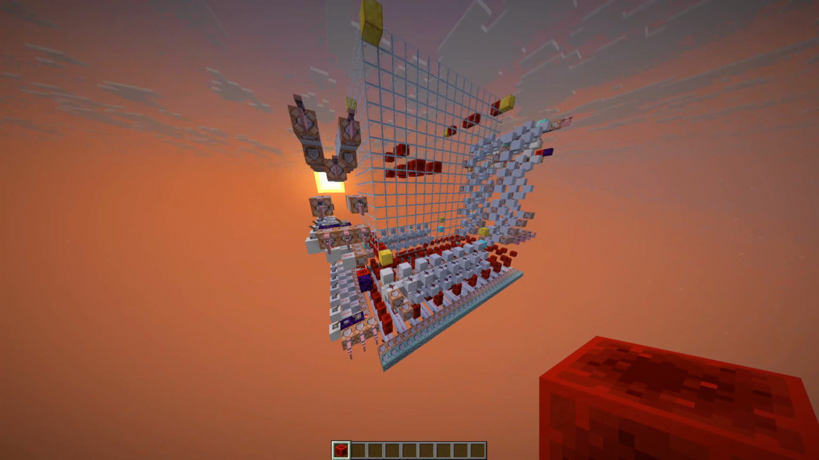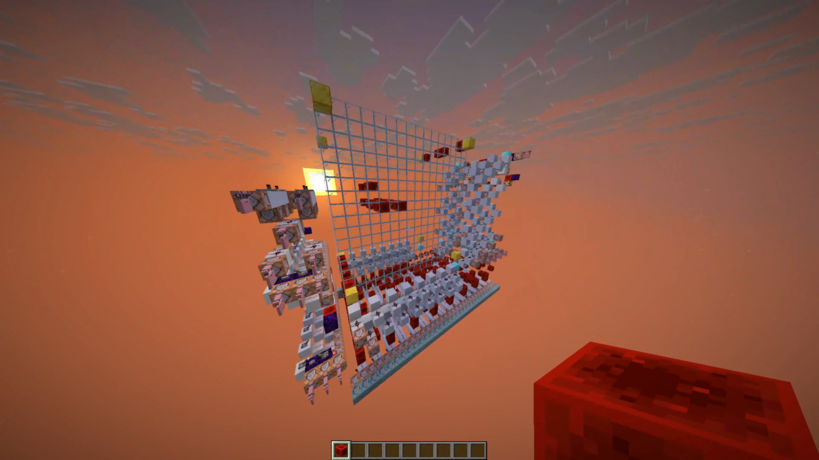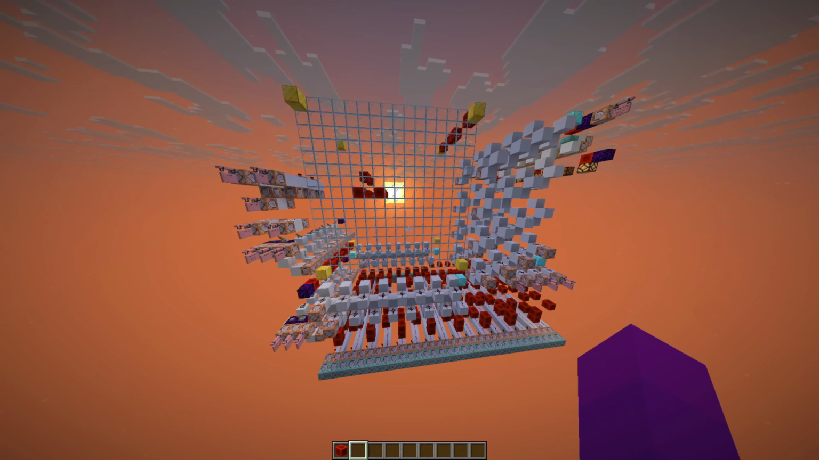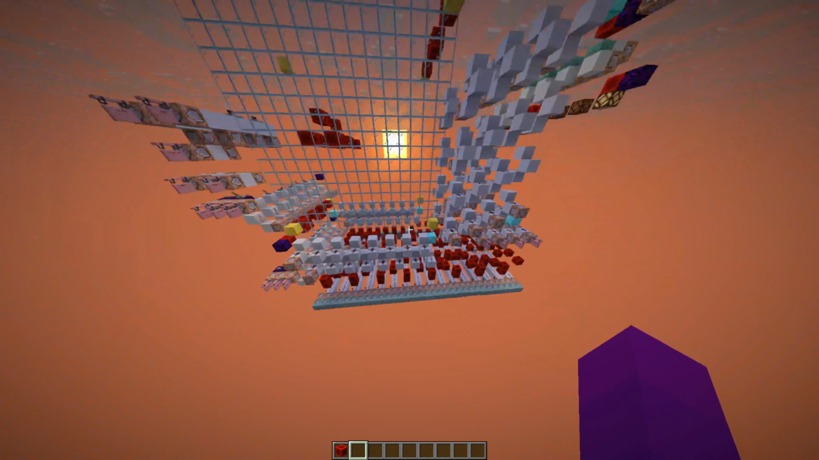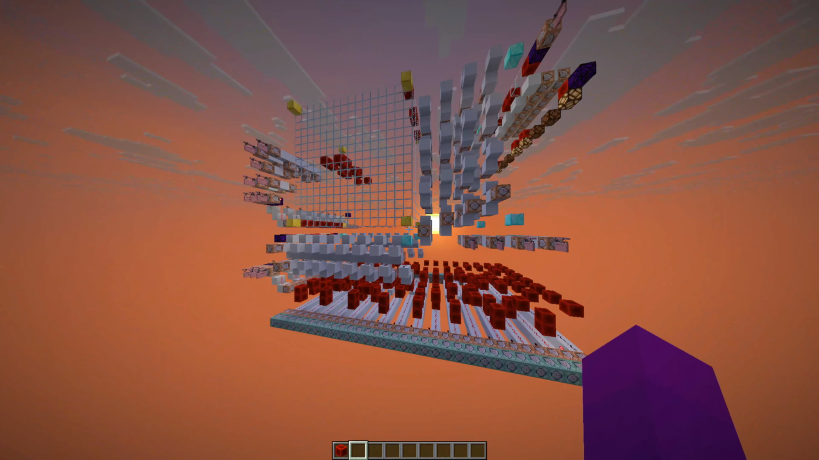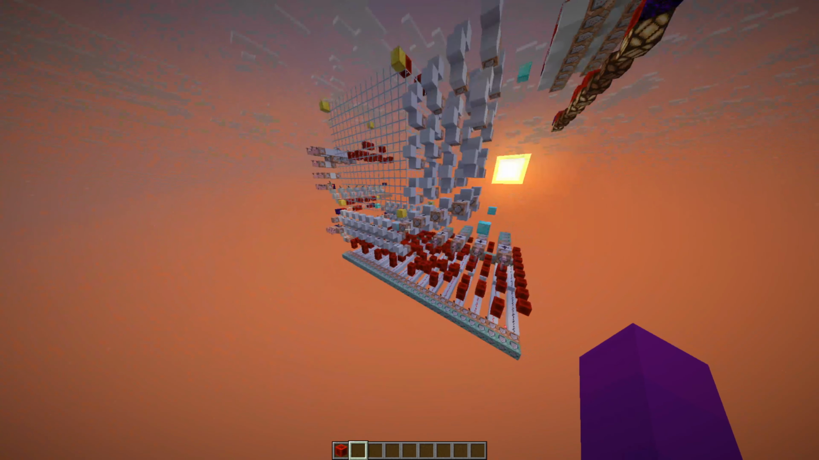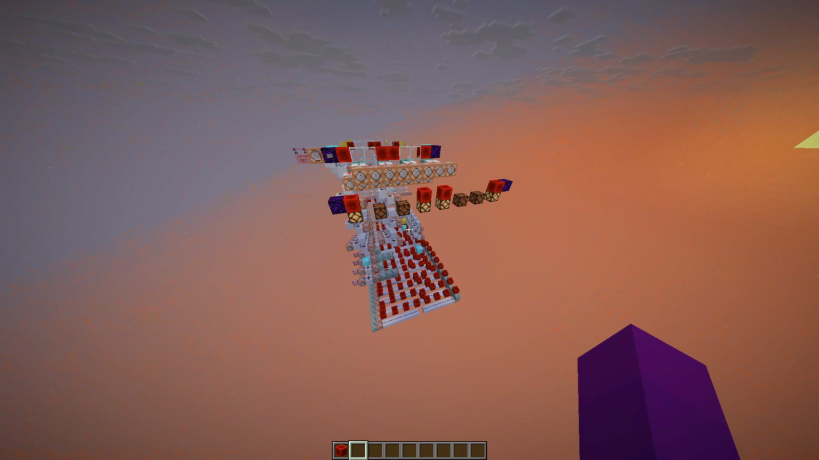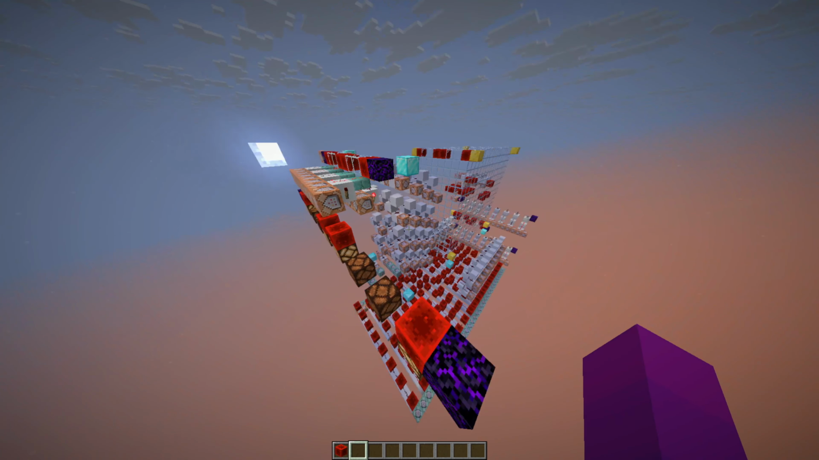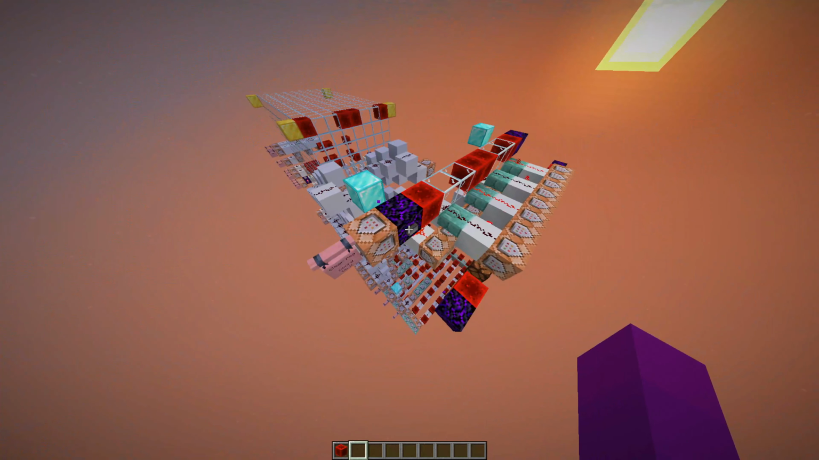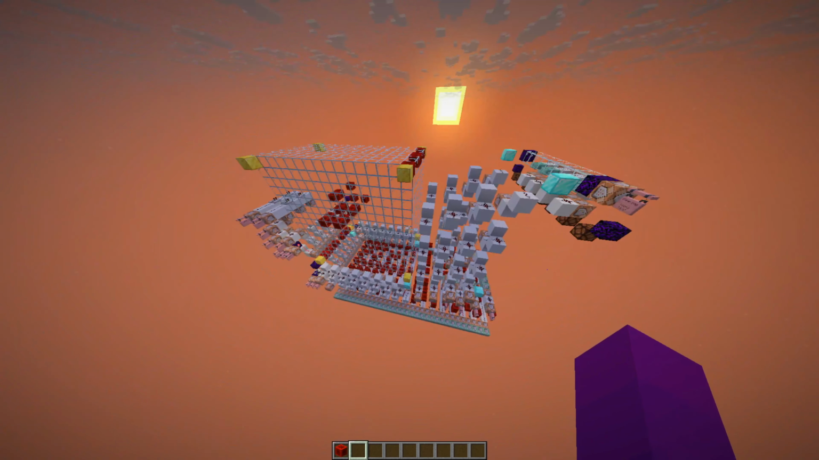But yeah, this works pretty quick, and you can pretty easily store in any one of these registers. Again, it's command blocks, so it's not user friendly or survival friendly at all. But yeah, you can do a lot with this, I feel like. So yeah, that's pretty much it.